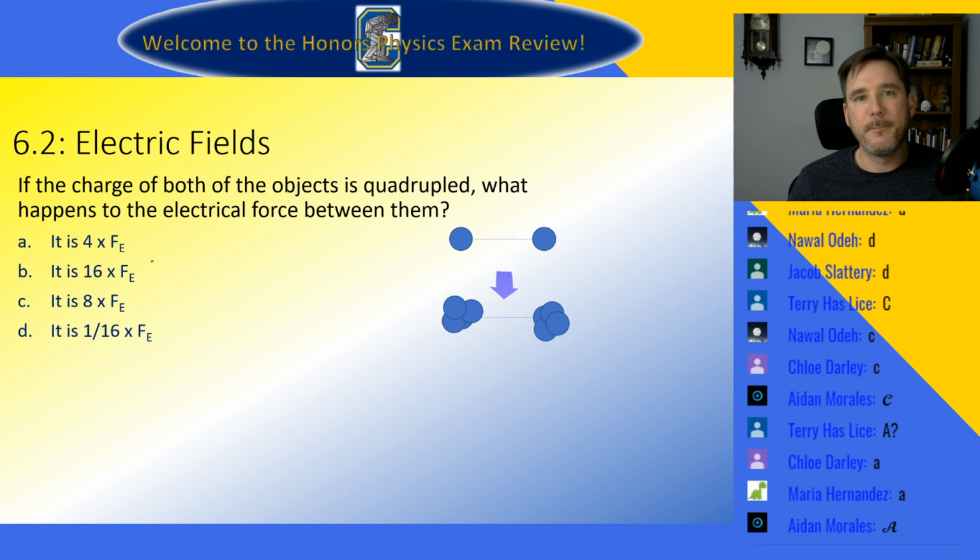You guys are awesome. What if the charge of both objects is quadrupled? What's going to happen now? It's multiple choice, so you have an idea here, but I'm willing to bet most of you are going to eliminate D right away. And you should, because the force should definitely get stronger.